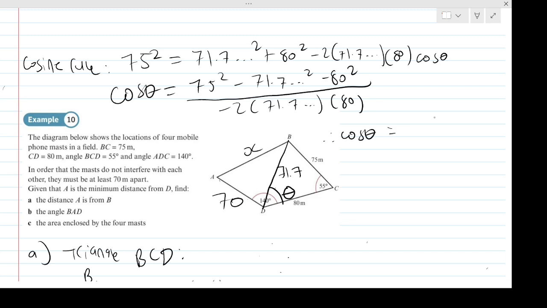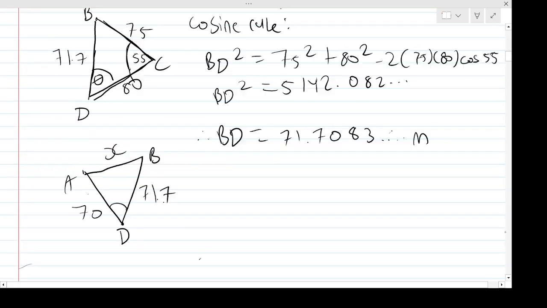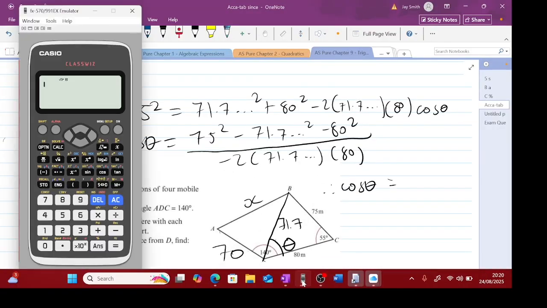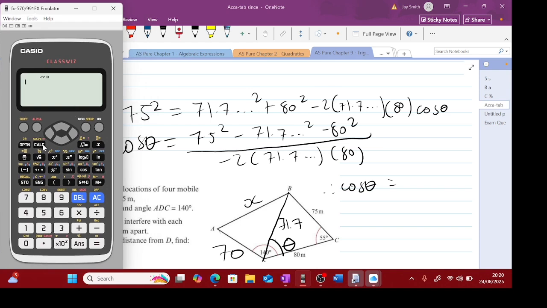If I put that in the calculator, this is where the store function I talked about is going to help me, because this 71.7 is the ongoing decimal that I worked out here. So I can access that very quickly on the calculator. So if I go back, cos theta is going to be a fraction: we have 75 squared, take away the 71.7. Now that's the decimal that I stored under A.